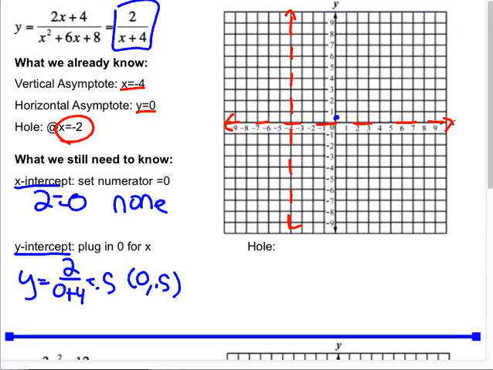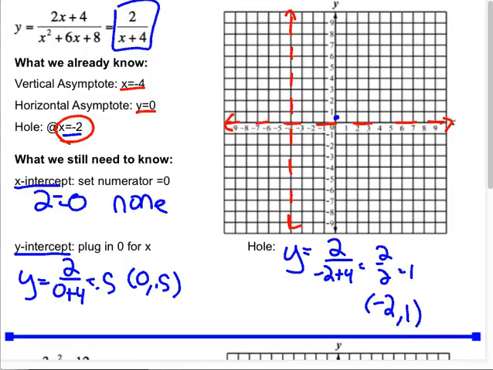And now for the hole. Again, if you go and you plug that x value into the simplified one, I'll have my hole at -2, 1. So I'm just going to go and I'm going to put my open circle there to indicate that is where the hole is. You do have to note that that is a point of discontinuity.